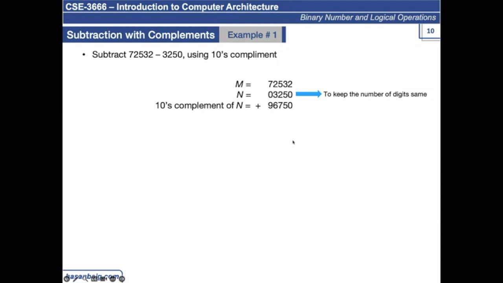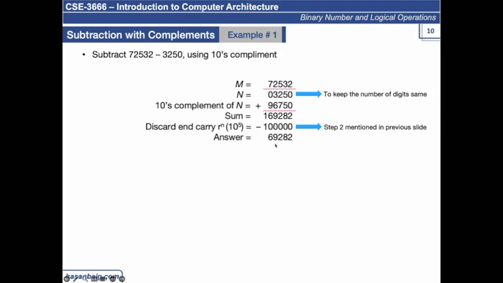Now what we need to do is simply add them together. Add what together? These two, M and the 10's complement of N. When we add these two together, you get a result like this, and you see a carry is generated. This carry has to be discarded according to the rule that I mentioned before. When you discard it, it gives you 69282. You can also verify the result on your own phone's calculator: when you perform 72532 minus 3250, you get the value 69282.